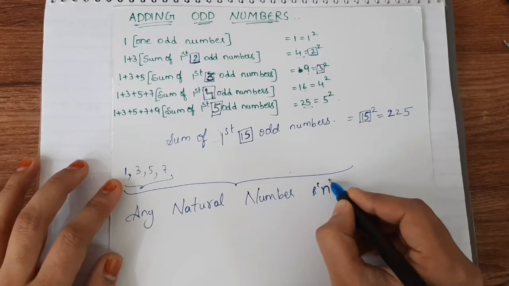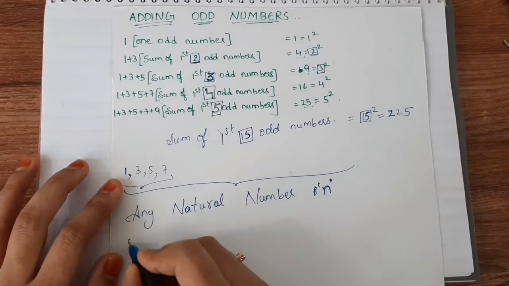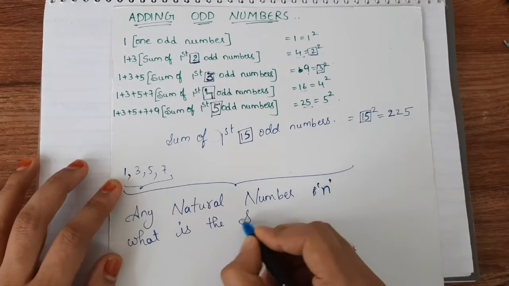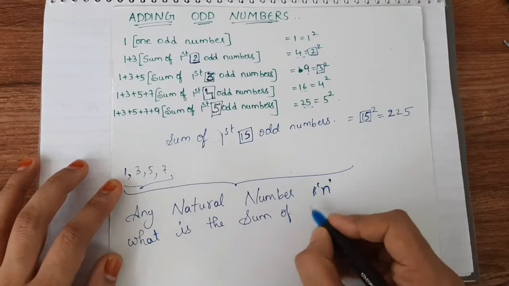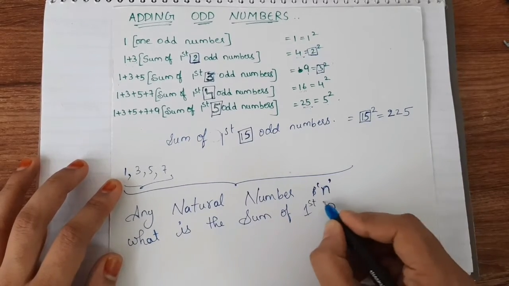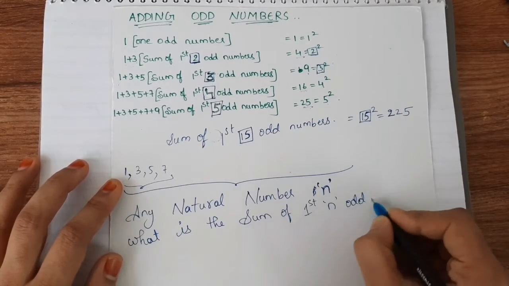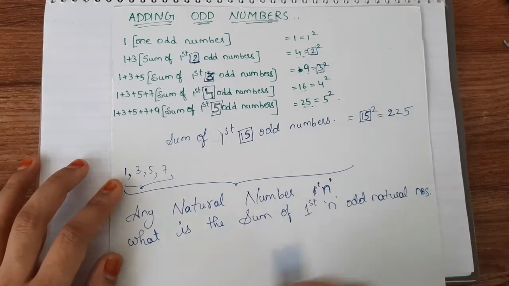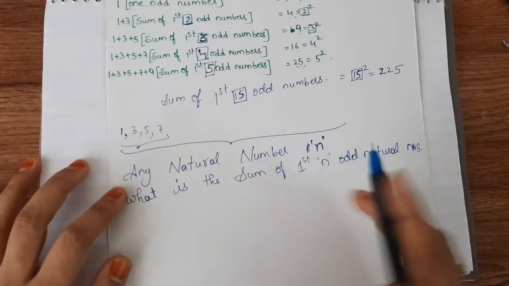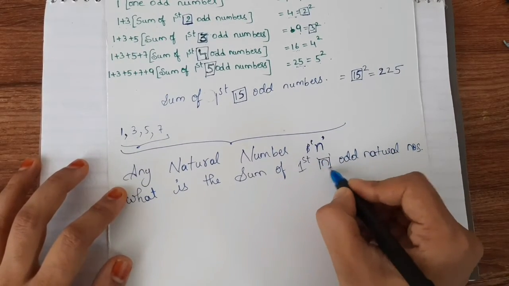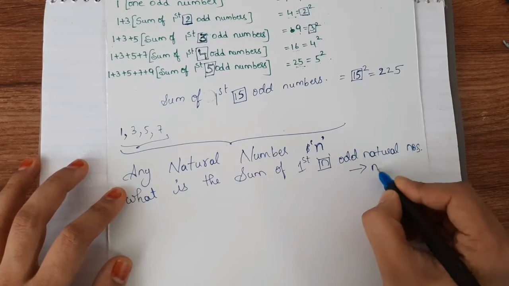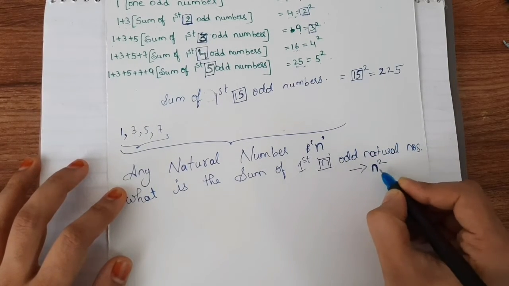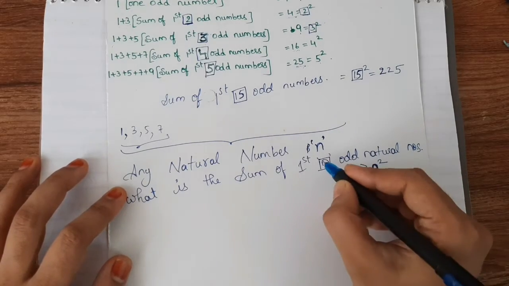So what is the sum of the first n odd natural numbers? What is it? From this you can tell that the answer will be n square. Using this trick you can solve the problems directly.